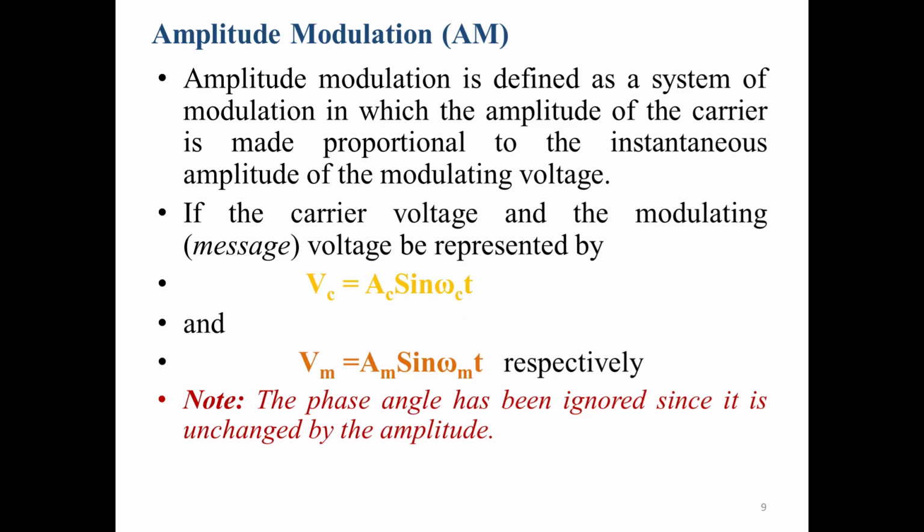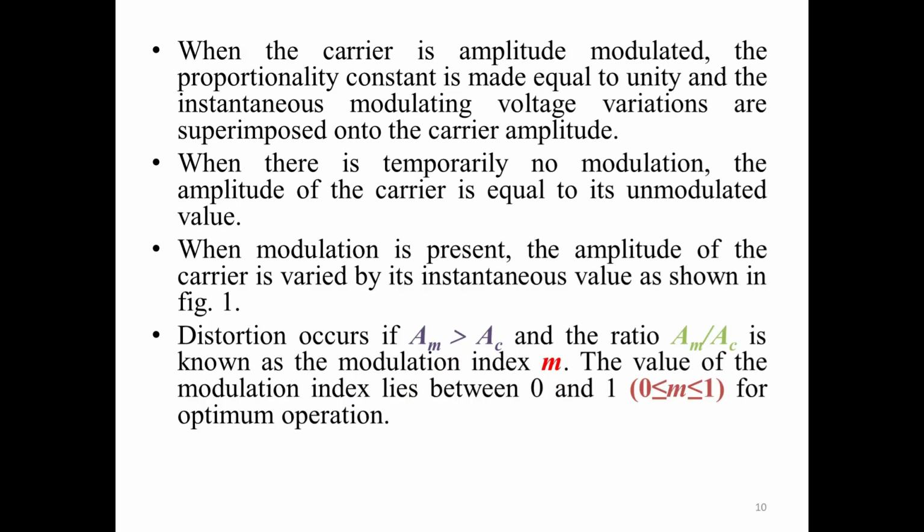Now, amplitude modulation. Amplitude modulation is defined as a system of modulation in which the amplitude of the carrier is made proportional to the instantaneous amplitude of the modulating voltage. If the carrier voltage and the modulating voltage be represented by vc = Ac sin(ωc t) and vm = Am sin(ωm t) respectively. Note, the phase angle has been ignored since it is unchanged by the amplitude.